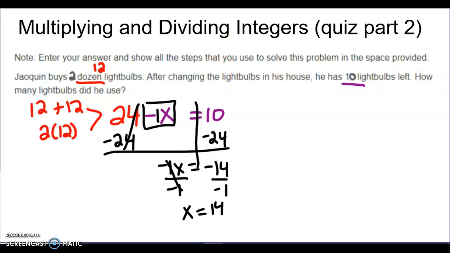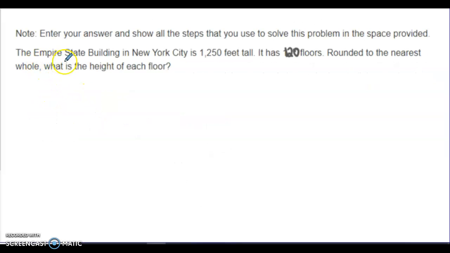For this last one, it says the Empire State Building in New York City is 1,250 feet tall. It has 120 floors. It doesn't really, obviously I changed that number. It says rounded to the nearest whole number, what is the height of each floor? Okay, so if there's this many feet and that's divided evenly between 120 floors, we could figure out the height of each floor by dividing. So we could take the total number of feet, divide it by how much is in each floor, and then see what that gives us.